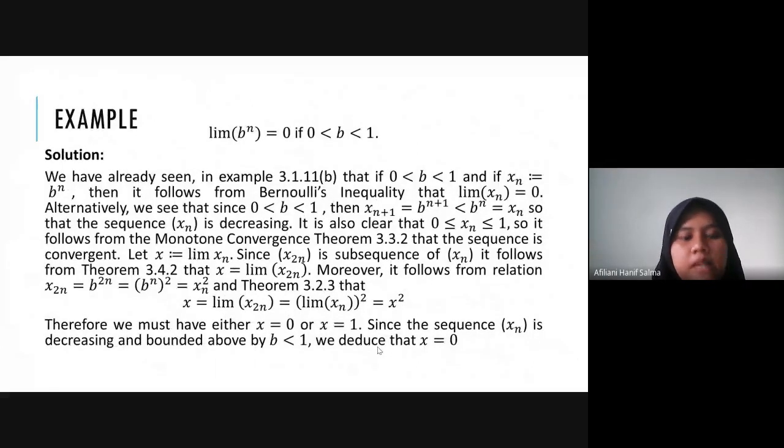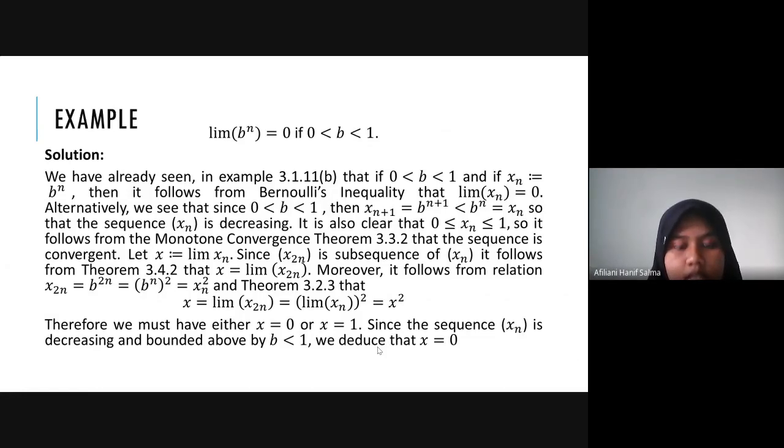For the example, the question: lim b^n = 0 if 0 < b < 1. For the solution, we have already seen in Example 3.1.11(b) that if 0 < b < 1 and if x_n is defined by b^n, then it follows from Bernoulli's inequality that lim x_n = 0.